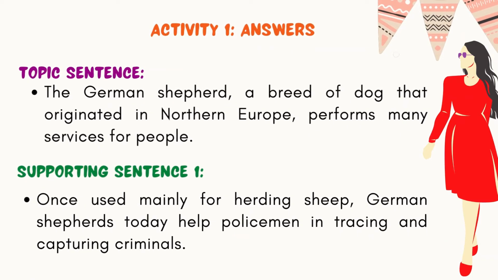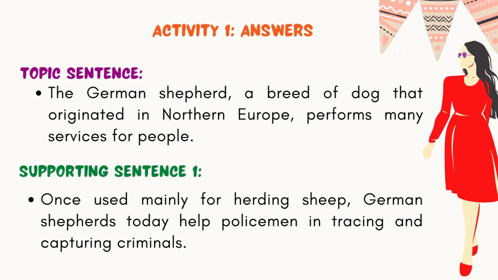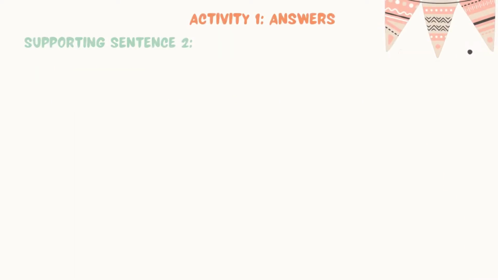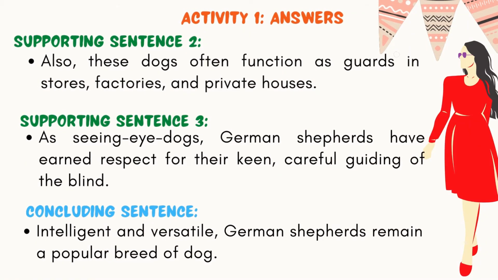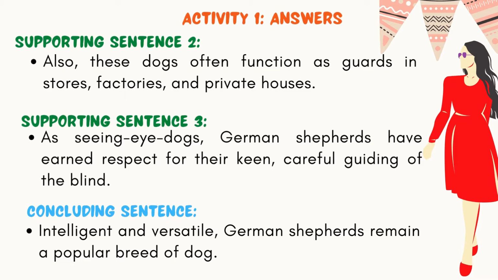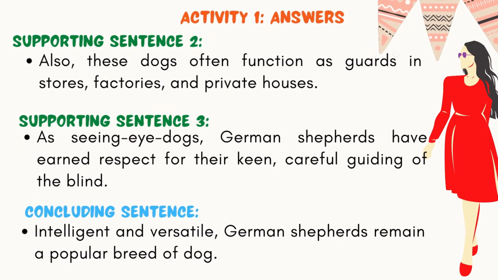For topic sentence, the German Shepherd, a breed of dog that originated in Northern Europe, performs many services for people. Supporting sentence number 1. Once mainly used for herding sheep, German Shepherds today help policemen in tracing and capturing criminals. Supporting sentence number 2. Also, these dogs often function as guards in stores, factories, and private houses. Supporting sentence number 3. As seeing eye dogs, German Shepherds have earned respect for their keen, careful guiding of the blind. And for our concluding sentence, intelligent and versatile, German Shepherds remain a popular breed of dog.